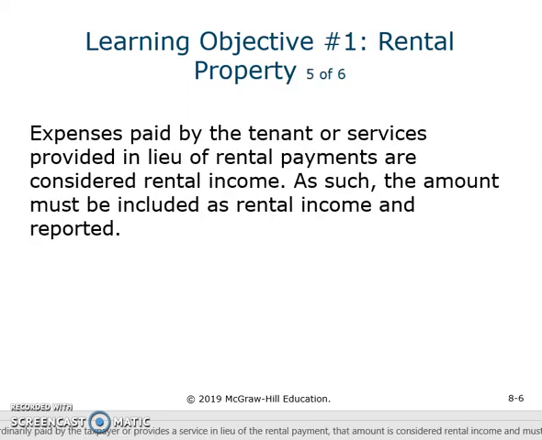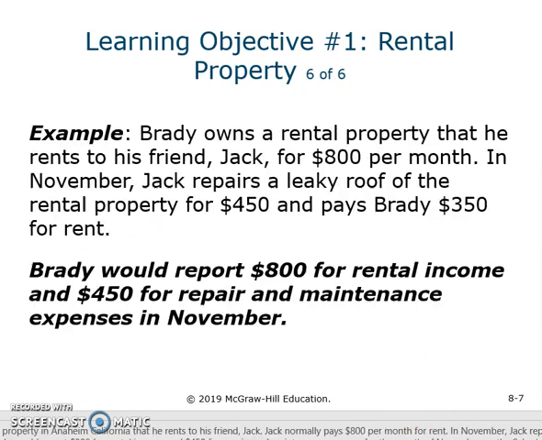Expenses that are paid by the tenant or services that are provided in lieu of rental payments are considered rental income. As such, the amount must be reported as rental income and included on the tax return. So let's take a look at an example of that.